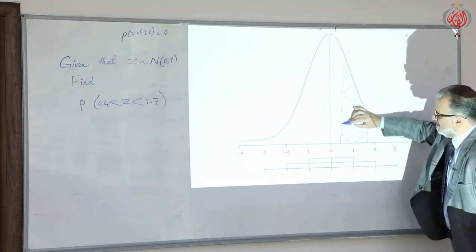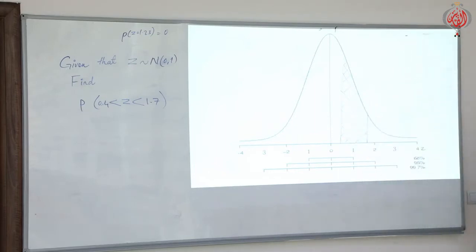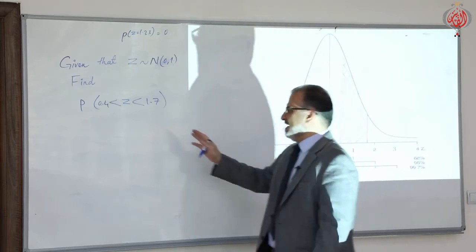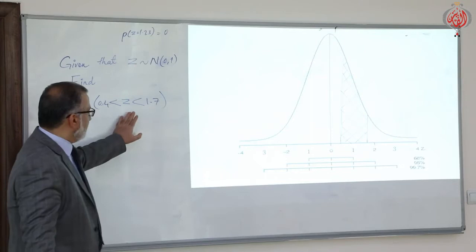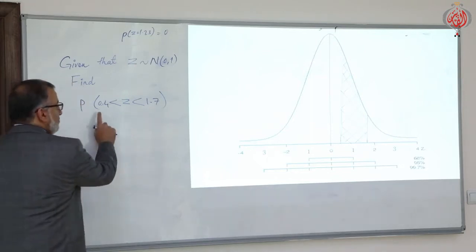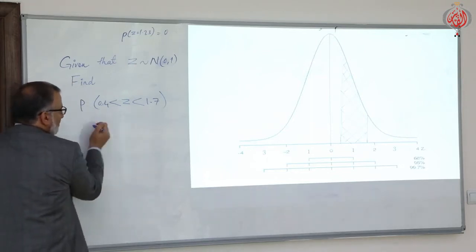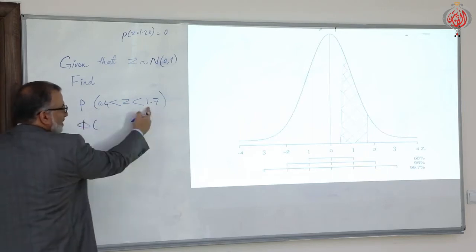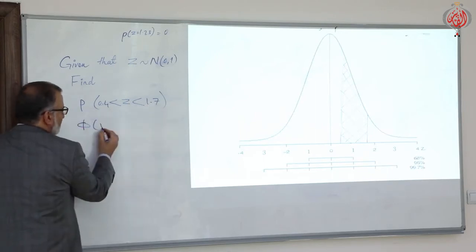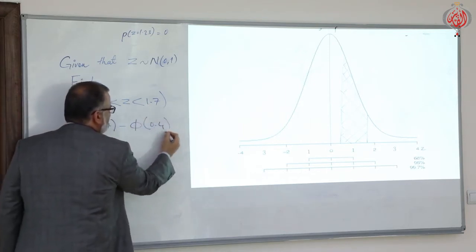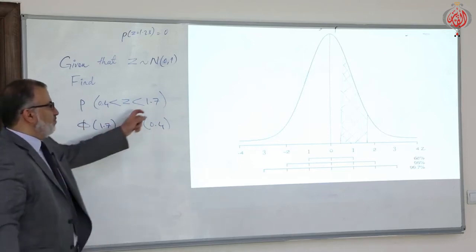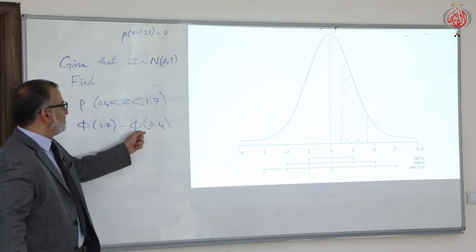This is the area. Okay, this is the area. How to find that area? Always, if we have a compound inequality like that, to find the probability, look here. You will say phi of the bigger one minus phi of the smaller one. In other words, phi 1.7 minus phi 0.4.